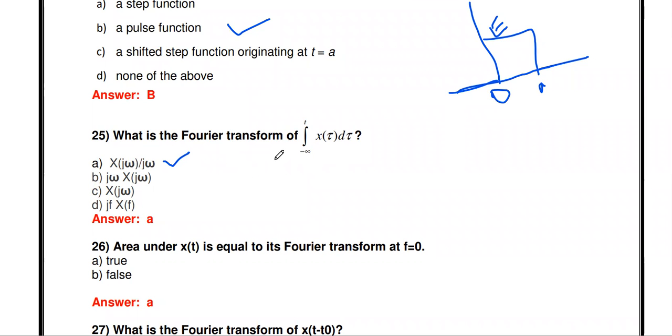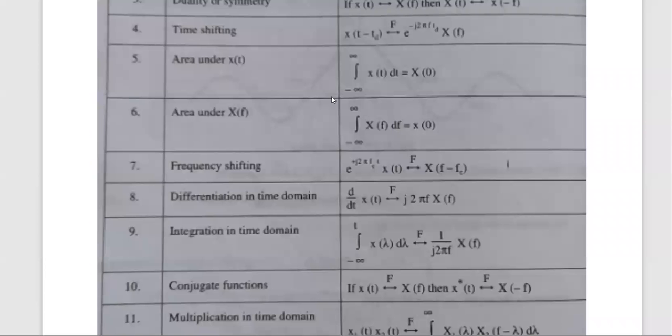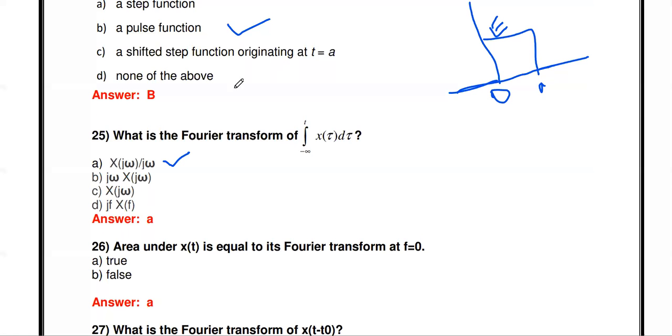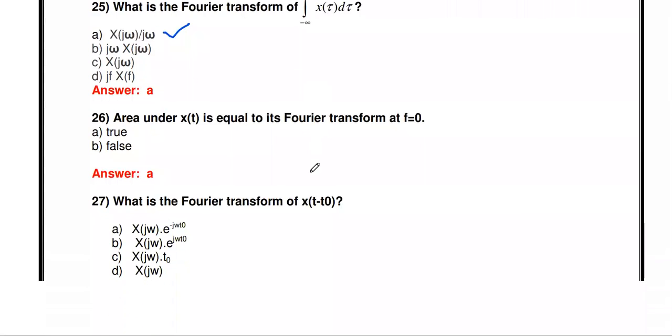So according to the integration property, if you are taking differentiation, we have to multiply j omega with X of f. If you are integrating, 1 by j omega into X of f. This is the integration property of the Fourier transform.